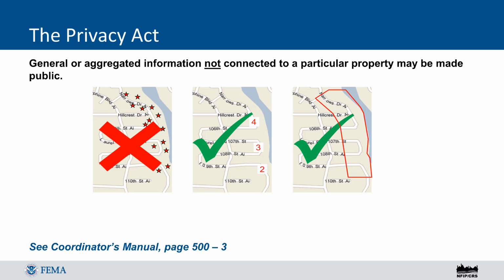Here are some examples of mapping repetitive loss properties and how you should go about displaying that information when you decide to go into the mapping activity. You are discouraged from denoting specific properties with any symbol, such as a star. Instead, you will want to map and number the areas. The boundary method is preferred.